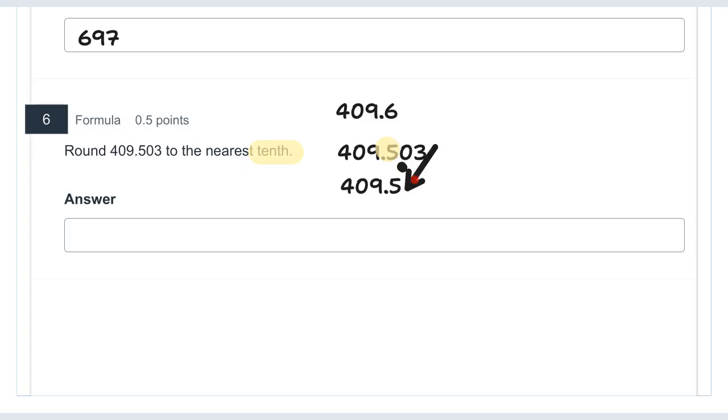0 tells us to round down. 409.5. That's what we put in our box. And again, because we are rounding to the 10th, we want to make sure the last digit of our answer is in the 10th place.